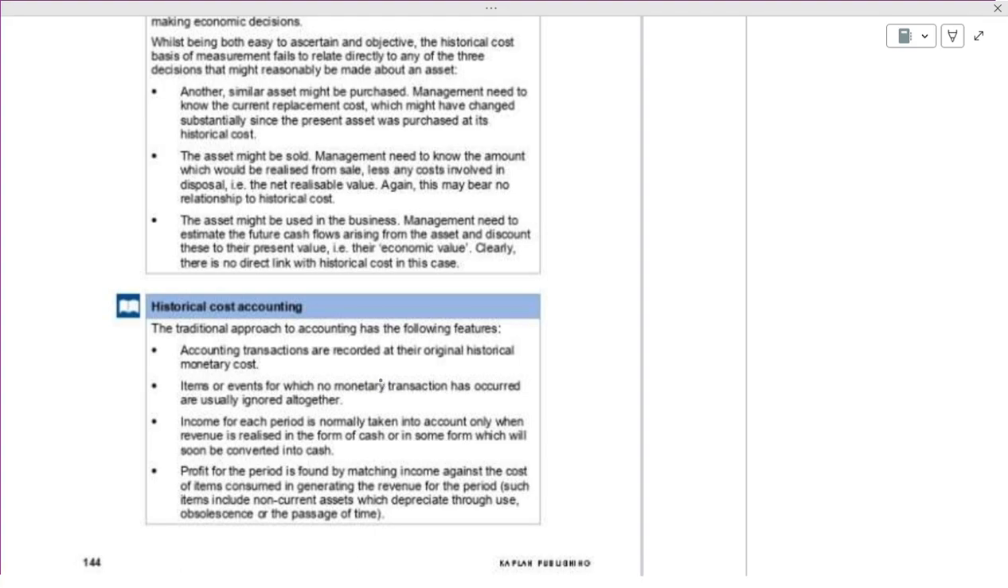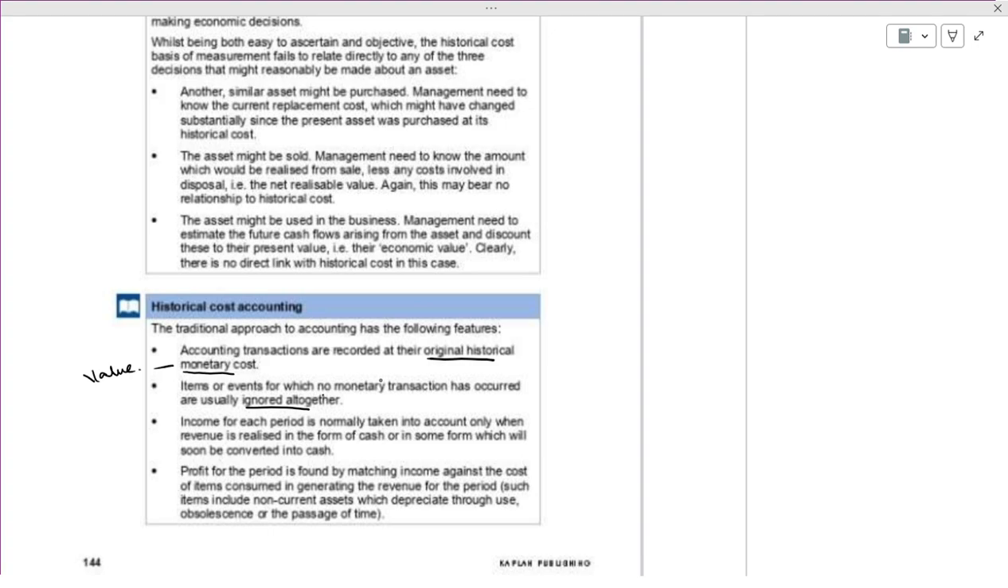Accounting transactions are recorded at their original historical cost. Monetary means it is a value. Items or events for which there is no value, we will ignore altogether. If there is value, we will add it. If there is no value, we will not add it as such.